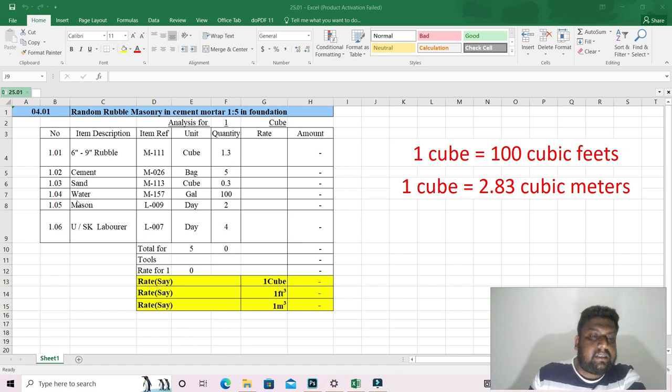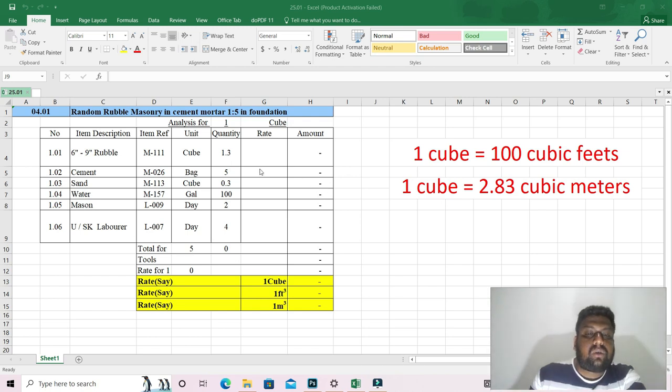Here it's sand. To complete 1 cube of rubble work you need 0.3 cube of sand, and 100 gallons of water, and masons. To complete 1 cube of rubble work you need 2 masons and 4 unskilled laborers. A day means 8 to 5, 8 a.m. to 5 p.m. is a day.